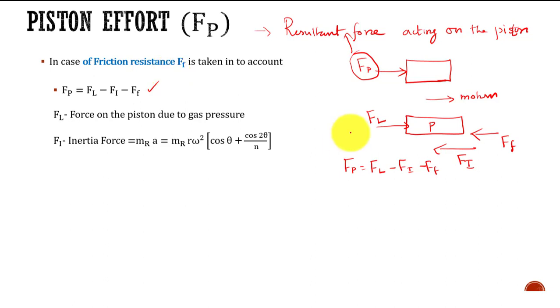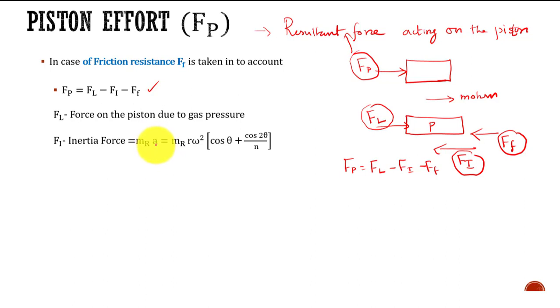Fine. So how do we find it out? We need to know the force on the piston due to gas pressure, the inertia force and the frictional resistance. If you know these values, then we can find the piston effort. So how do we find the inertia force? In the previous lectures we have seen how to derive the equation of this acceleration.